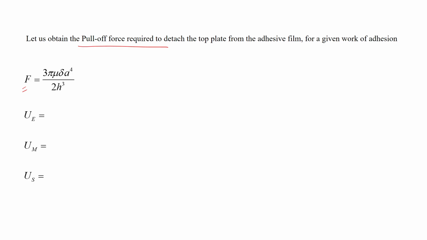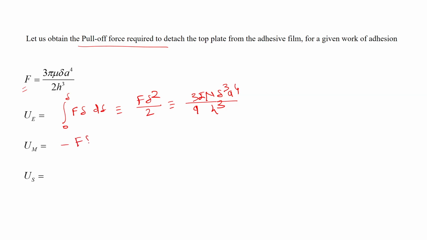We just derived it, and so the elastic energy will be equal to the integral of F into d delta from 0 to delta. So, this will be equal to F delta by 2, which is 3 by 4 pi mu delta squared a to the power 4 by h cube. The mechanical potential energy is minus F into delta, and then the surface energy is minus work of adhesion W_A into pi a square.